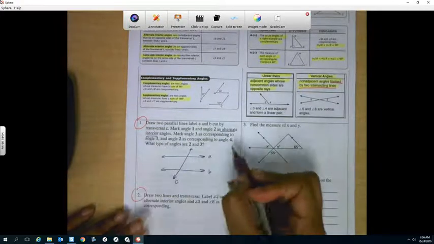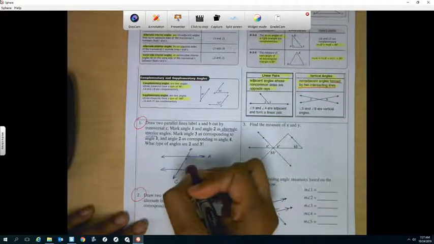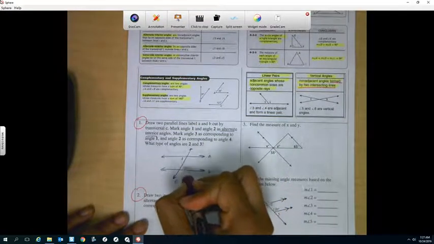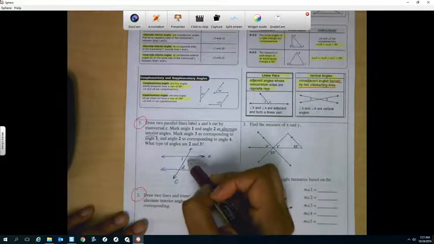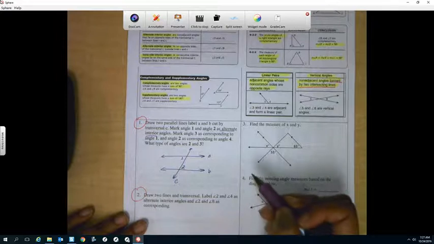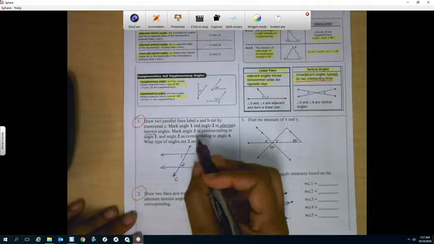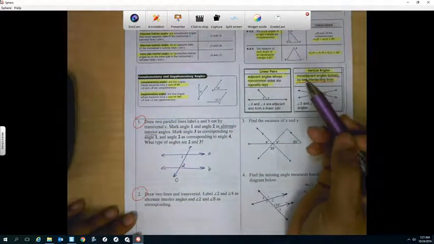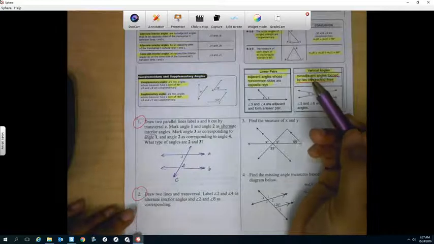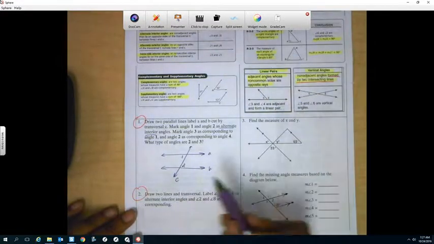Alternate interior means they have to alternate sides of the transversal, which is our line C. This could vary, but we need to have one on one side and the other on the other side, but not adjacent to each other. Top, bottom, okay? And then mark 3 as corresponding to 1. For it to be corresponding, it needs to lie on the same side of the transversal and the same sides of the lines. So, in the same position.